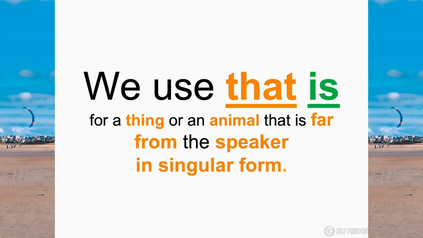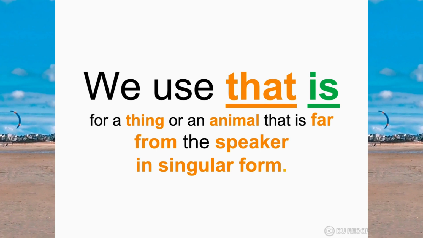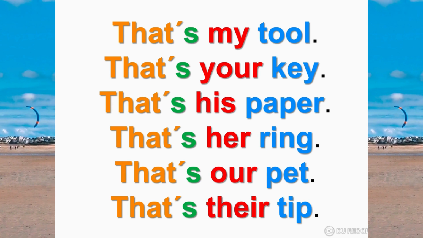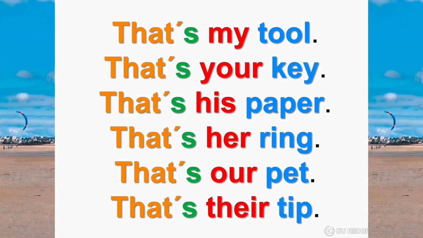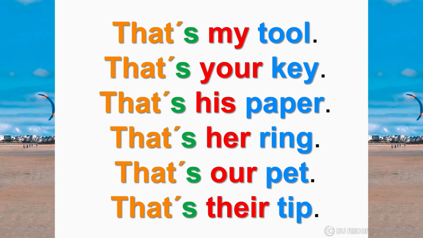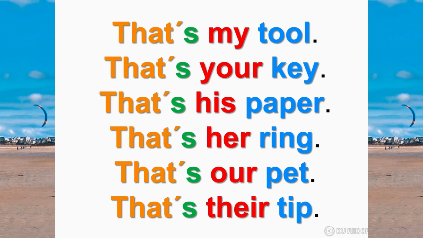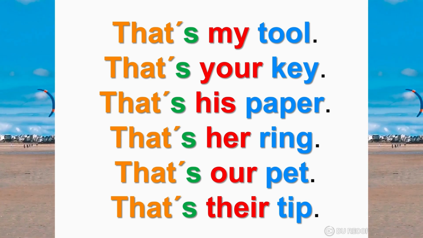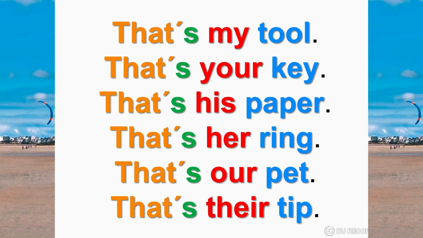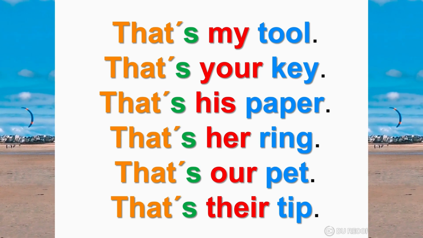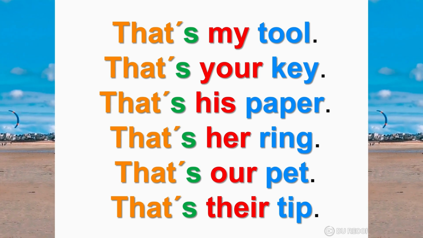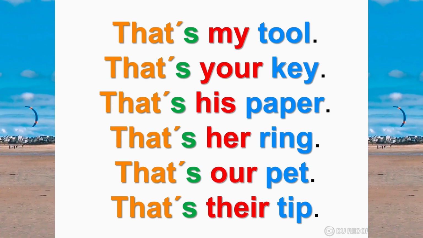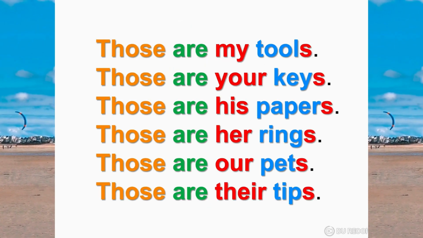We use that is for a thing or an animal that is far from the speaker in singular form. That's my tool. That's your key. That's his paper. That's her ring. That's our pet. That's their tip. Let's repeat after me. That's my tool. That's your key. That's his paper. That's her ring. That's our pet. That's their tip. Let's continue.